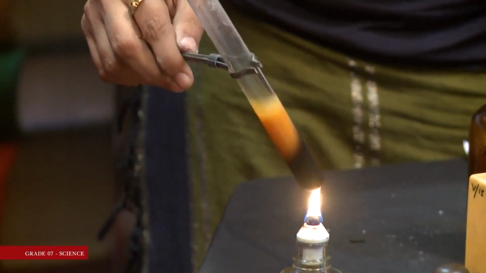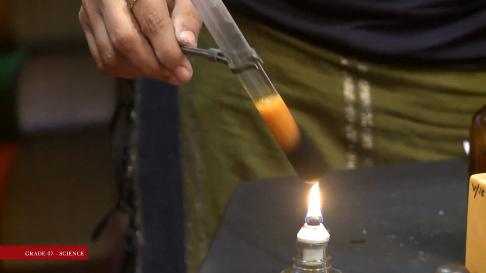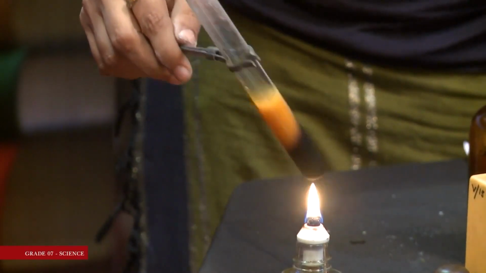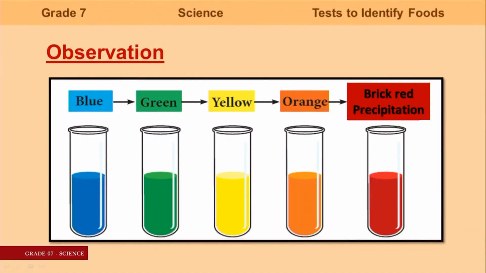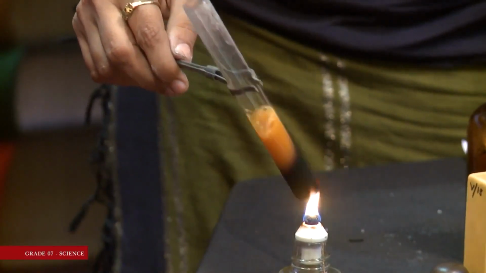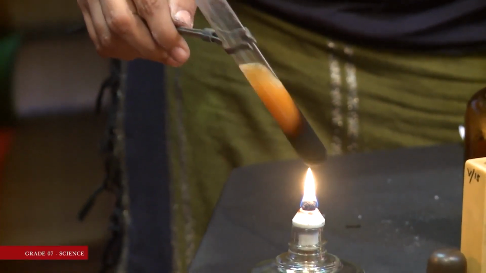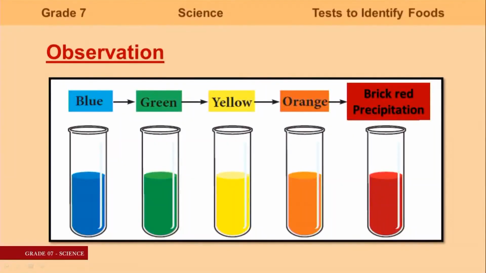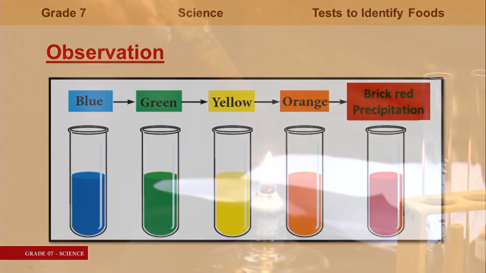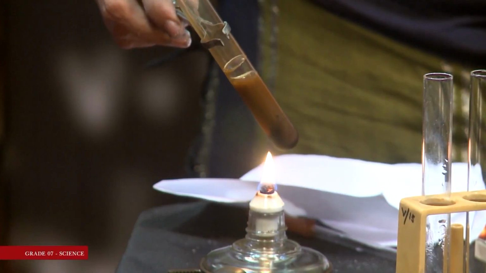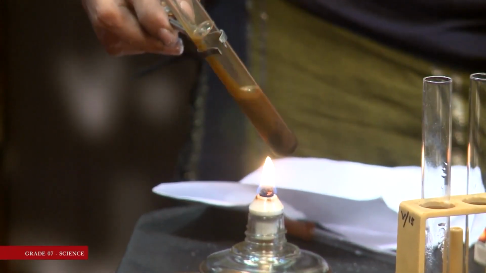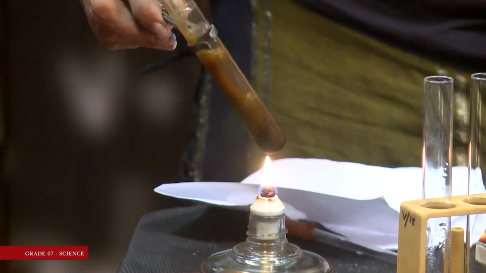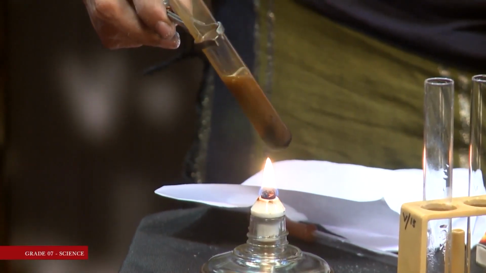What is the color of the solution now? It is orange. The heating is done continuously. The color of the solution is still orange. Okay children, now you can see we have got a brick red precipitation in the test tube. The observation is very clear, there is a brick red precipitation.